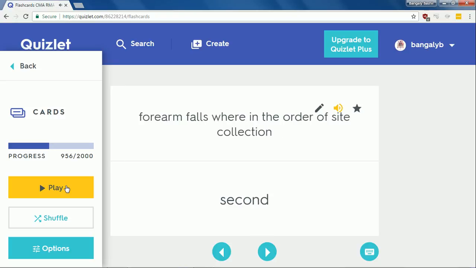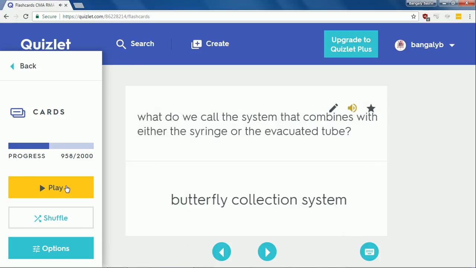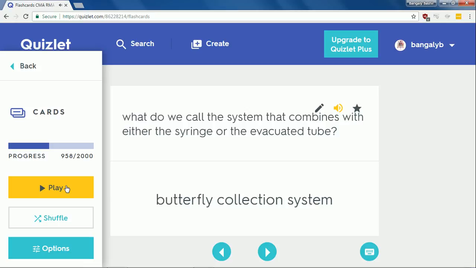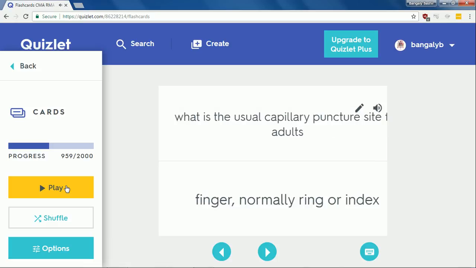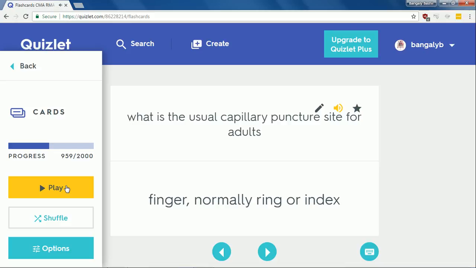Forearm falls where in the order of site collection? Second. Back of hand falls where in the order of site collection? Third. What do we call the system that combines with either the syringe or the evacuated tube? Butterfly collection system. What is the usual capillary puncture site for adults? Finger, normally ring or index.